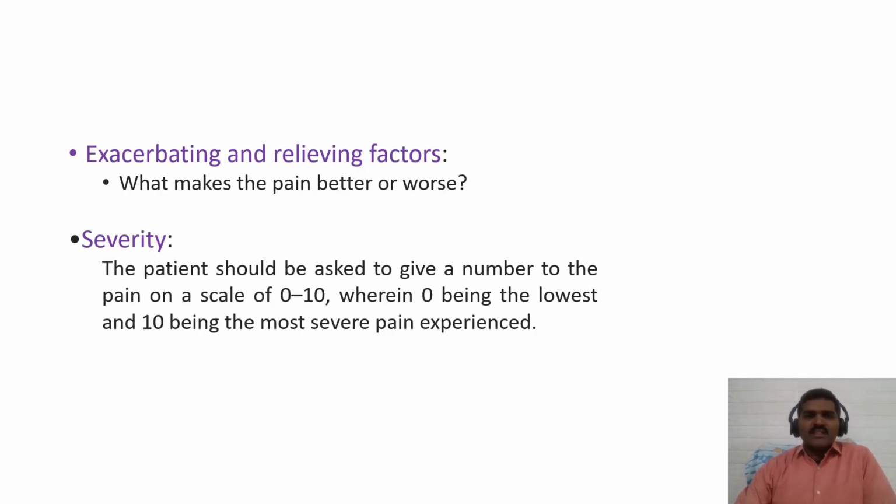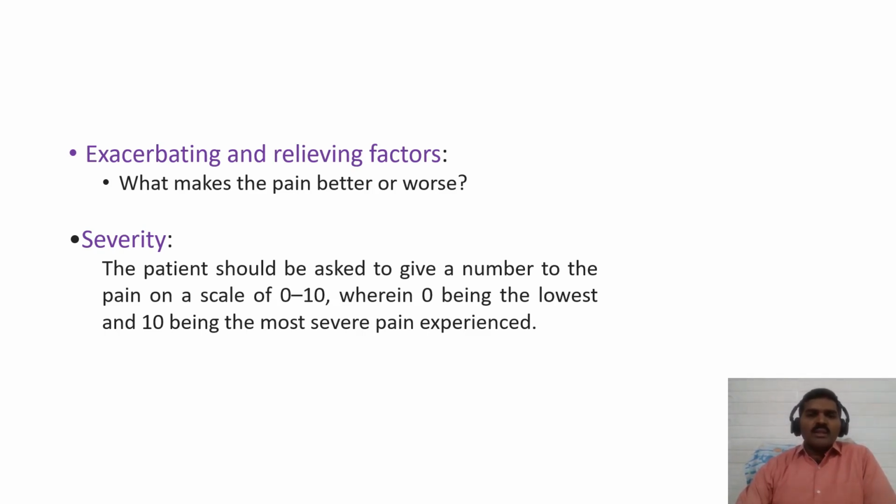Also ask about severity. Explain to the patient the numerical analog scale, which scores pain from 0 to 10. It's a subjective measurement. It's not an objective measurement. Tell the patient, 0 is no pain and 10 is the worst possible pain. Let the patient score the pain. Whatever number from 0 to 10 the patient gives, you need to enter that in the case sheet. Or you can use the facial grimace scale, which is objective, and it grades pain into mild, moderate, and severe types of pains.